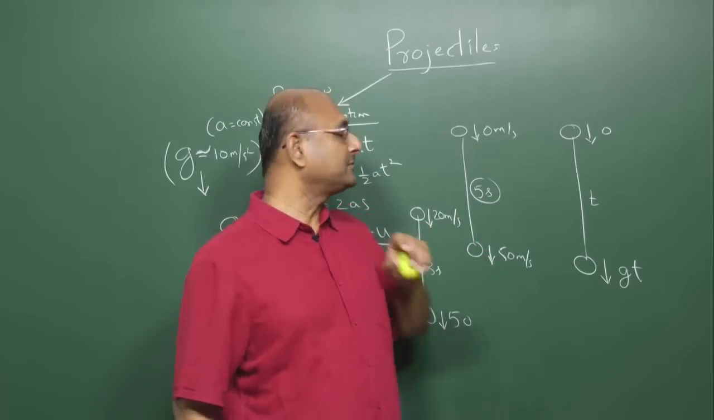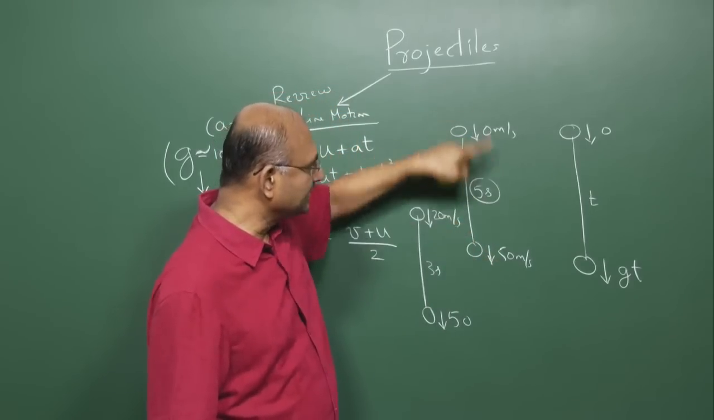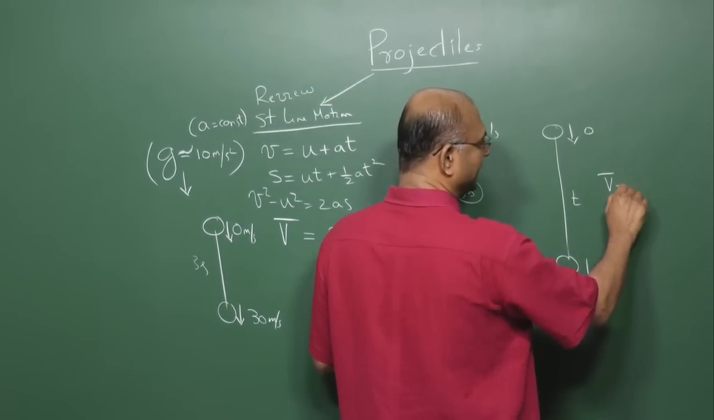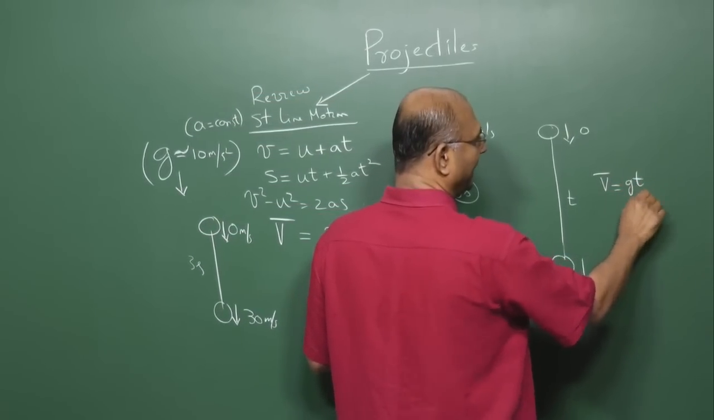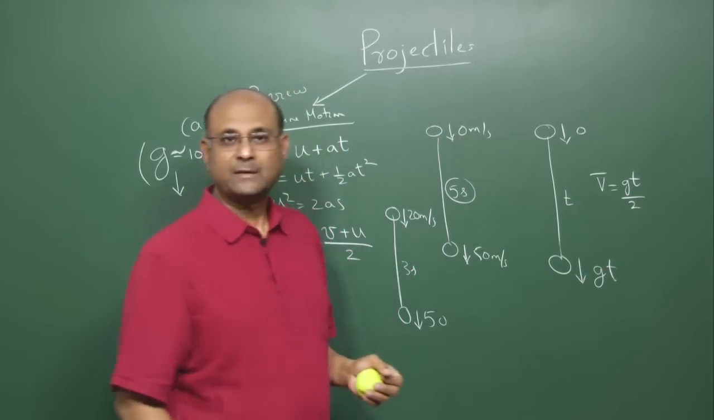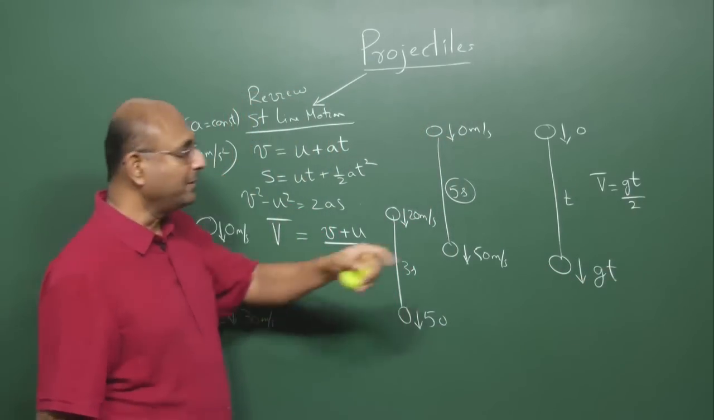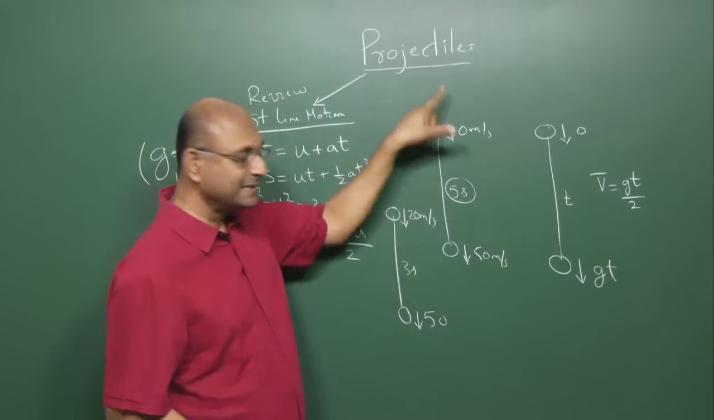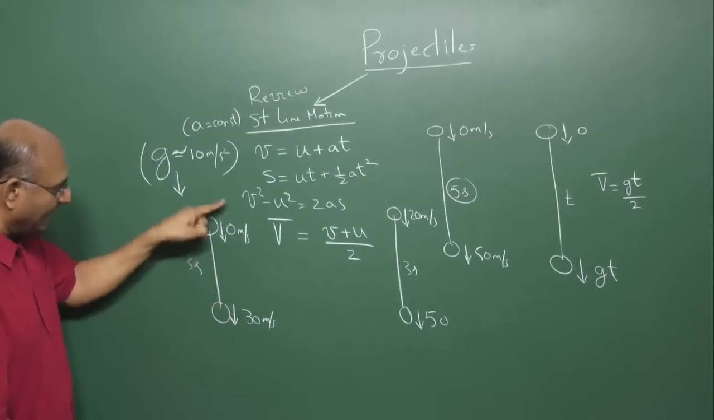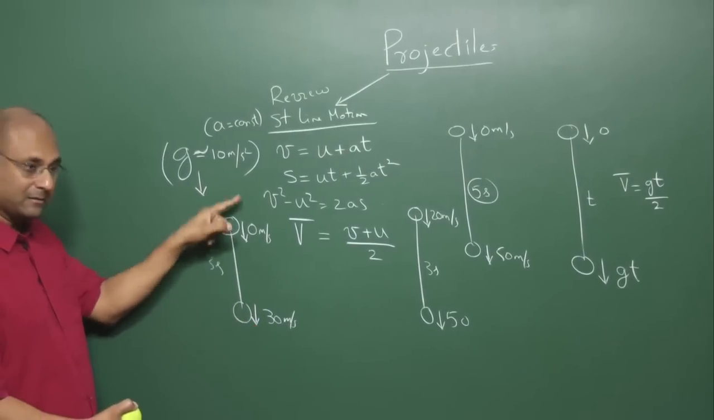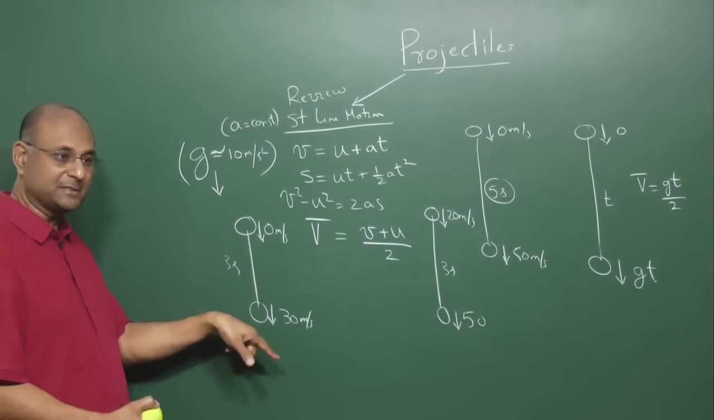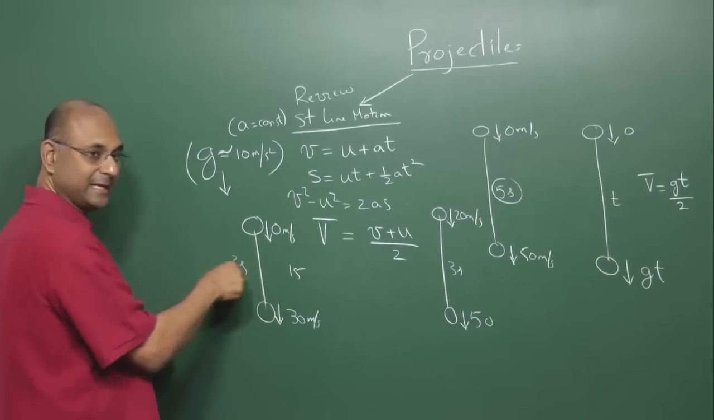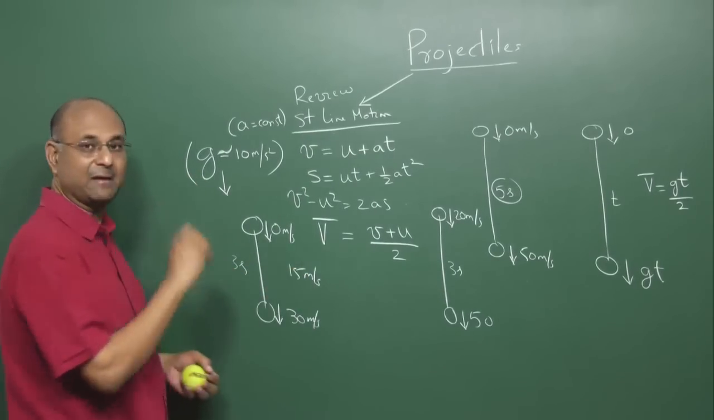Now the average velocity for this case, 0 plus 50 by 2, is 25. The average velocity for this case is gt by 2. If I take g to be 10, it will be 5t. Okay? So 5 times 5, 25 is the average velocity here. Average velocity here is 0 plus 30, which is 30 divided by 2, 15. Now 15 is 5 times 3. So 15 meters per second is the average velocity.